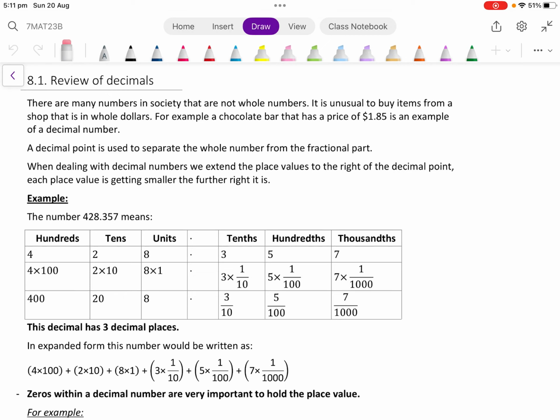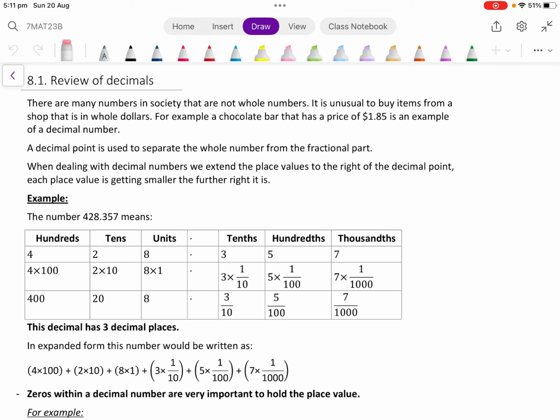A decimal point is used to separate the whole number from the fractional part. When dealing with decimal numbers, we extend the place values to the right of the decimal point. Each place value is getting smaller the further right it is. The number 428.357 means that we have 4 hundreds, 2 tens, 8 units, 3 tenths, 5 hundredths, and 7 thousandths.